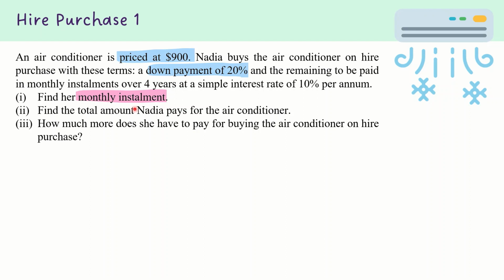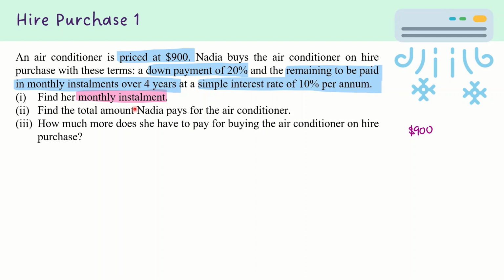Then we have the conditions for the hire purchase, that is the down payment of 20% and the remaining to be paid in monthly installments over 4 years and a simple interest rate of 10% per annum. I will usually try to summarize the information that has been given to me on a separate note-taking or a separate information consolidation diagram, if I were to put a name to it.